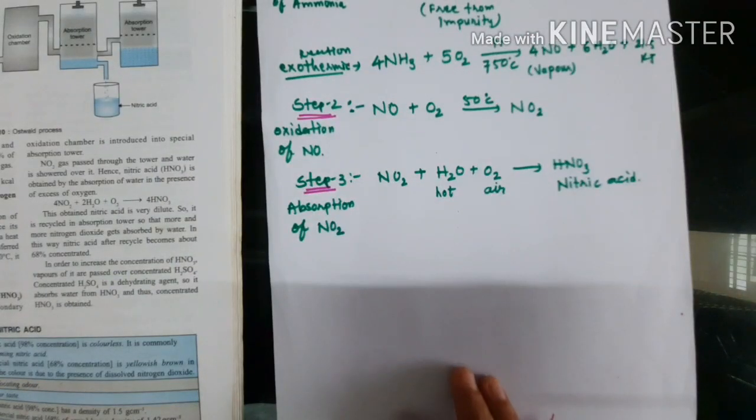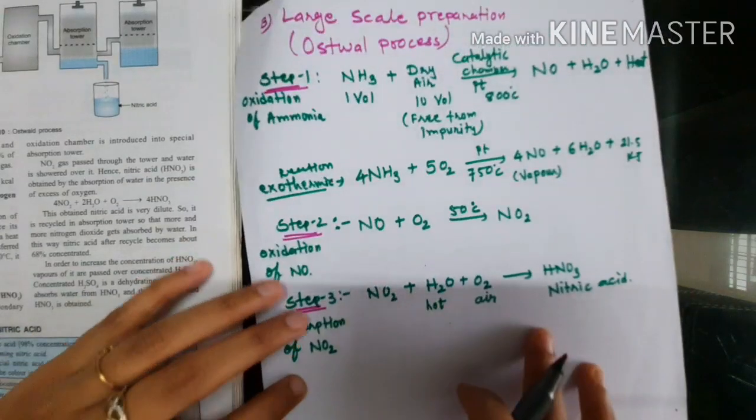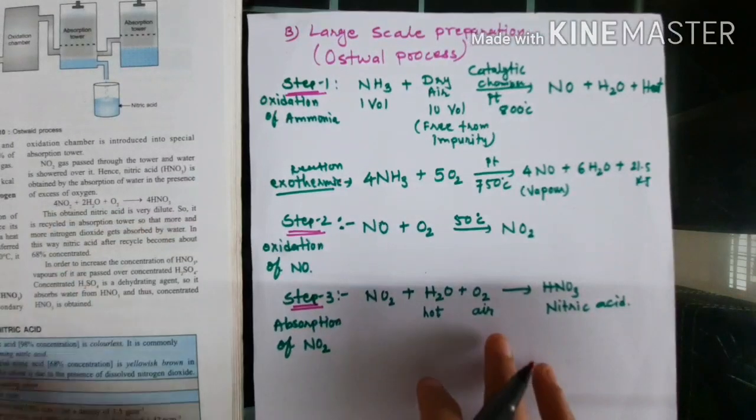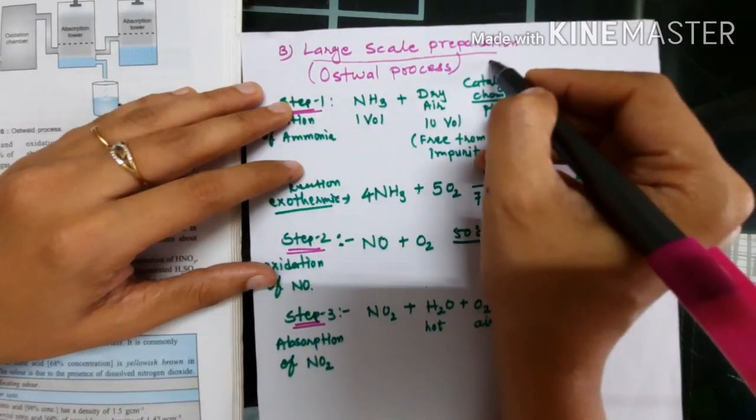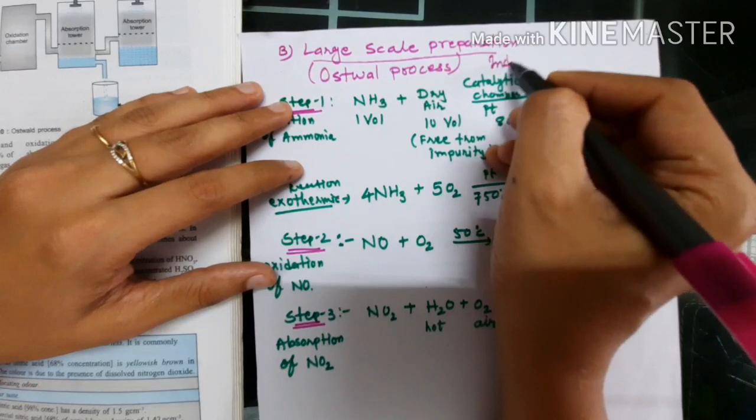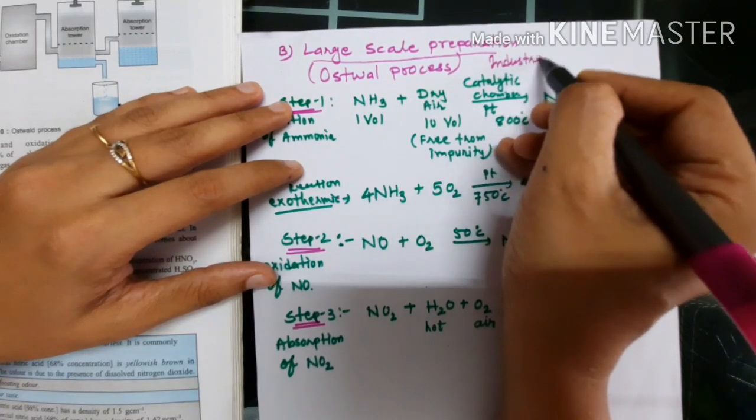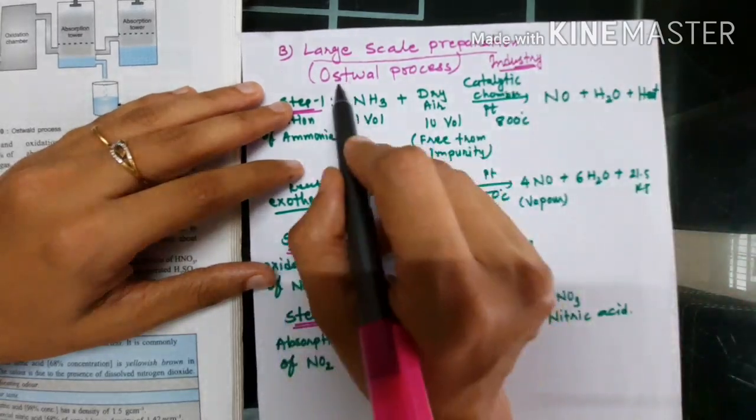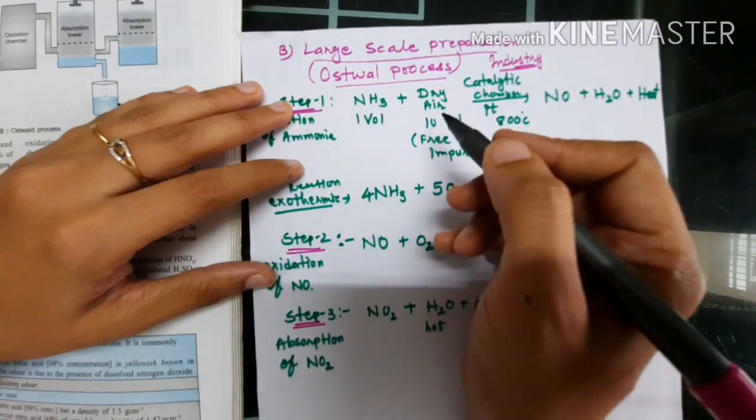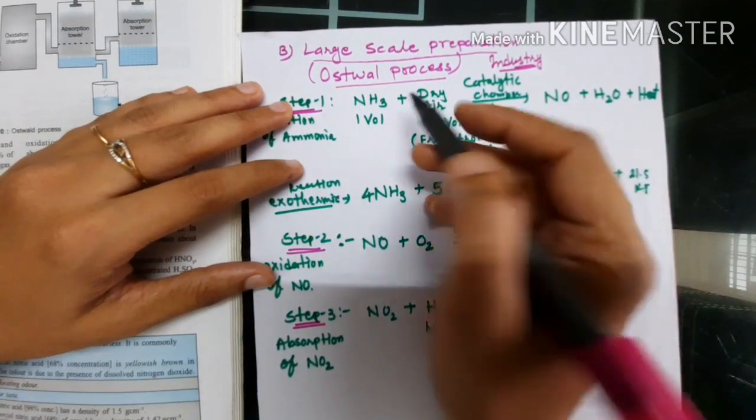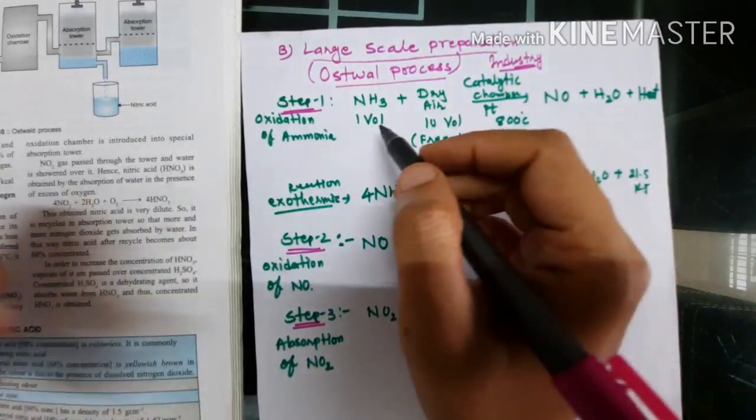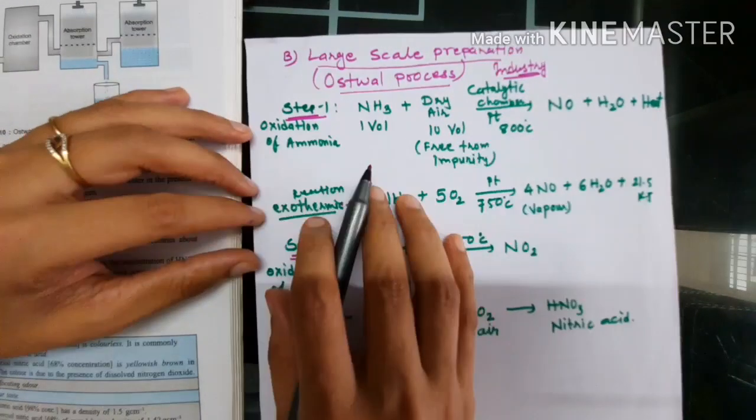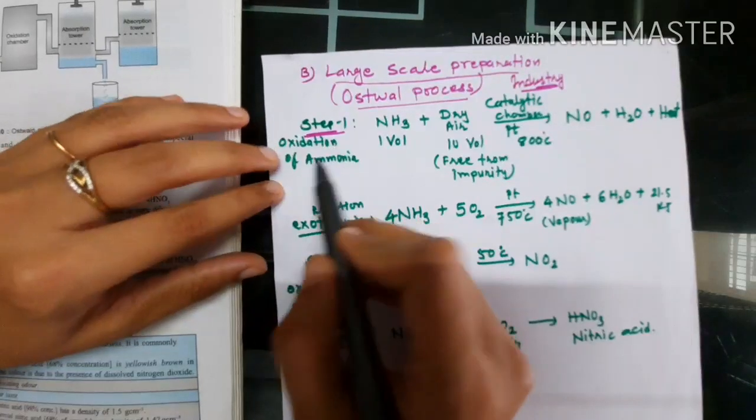Got it? Okay. So now the next one, that is the next preparation, the Ostwald process, or we can say the large scale preparation, which means that at the industry level, nitric acid is produced through the Ostwald process. In nitric acid production, there are 3 steps. Okay, first, step number 1, that is the oxidation of ammonia.